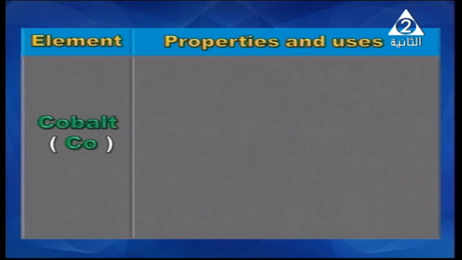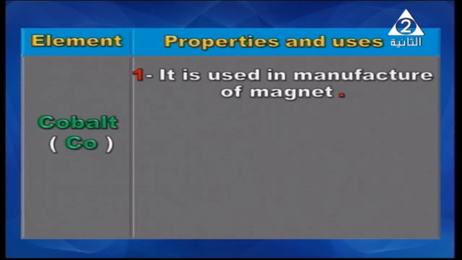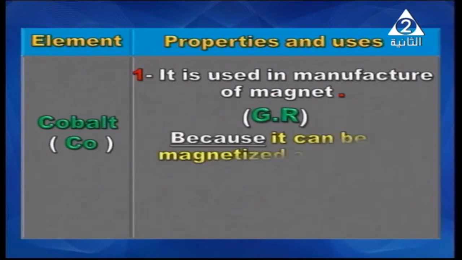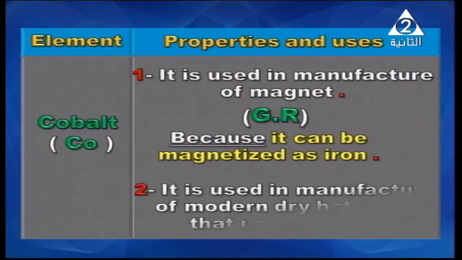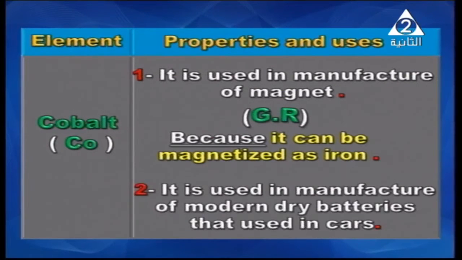The next element is cobalt, which is used in the manufacture of magnets. And we have a good reason for this point, because it can be magnetized like iron. And another use for cobalt: it is used in the manufacture of modern dry batteries that are used in cars.